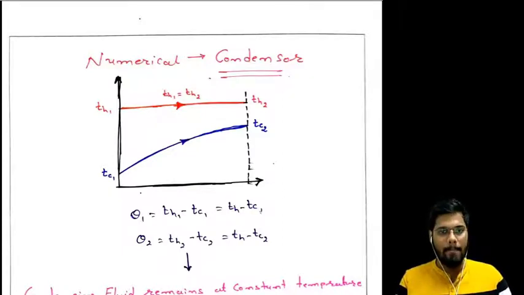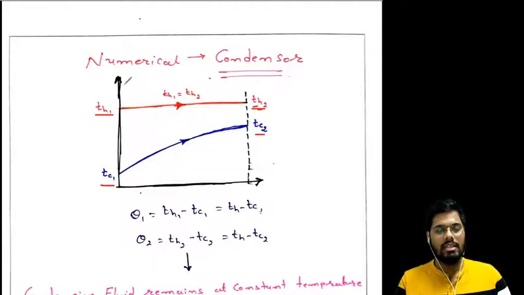So here in the figure, you can see that the temperature of hot fluid, inlet temperature is TH1 and outlet temperature is TH2, and both temperatures, TH1 and TH2, are the same. So here TH1 is equal to TH2. But the cold fluid has inlet temperature TC1 and outlet temperature TC2.